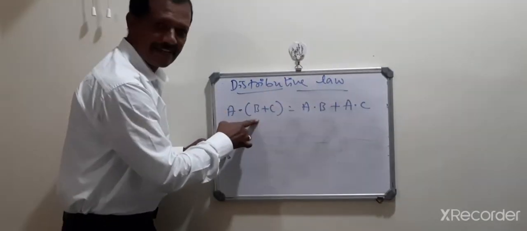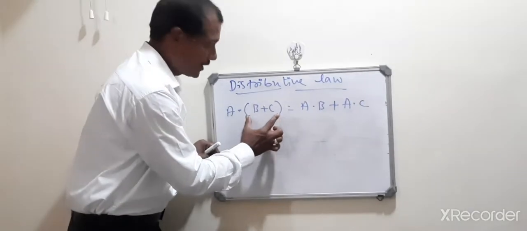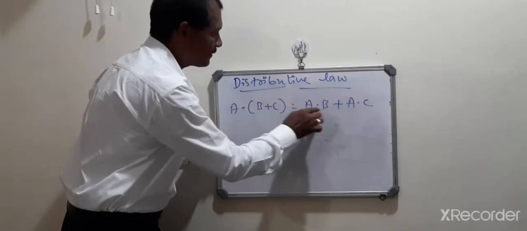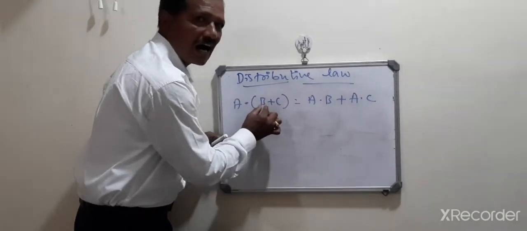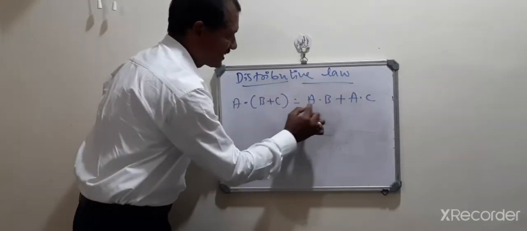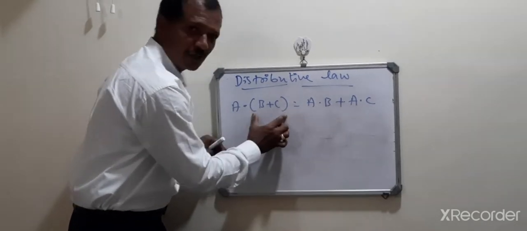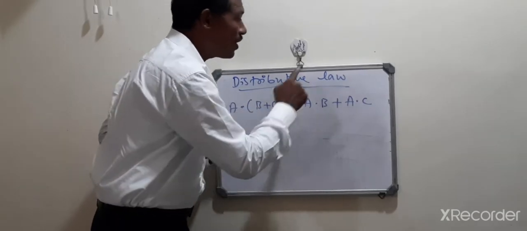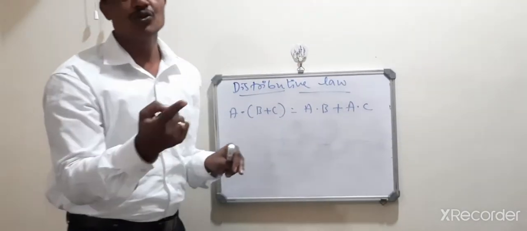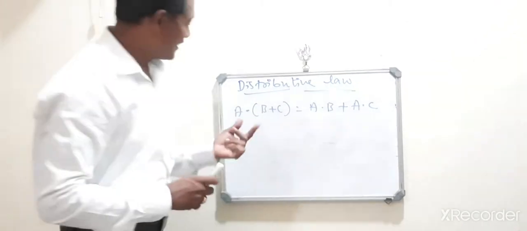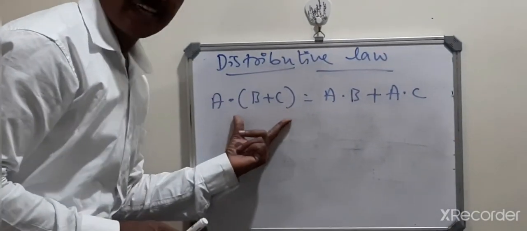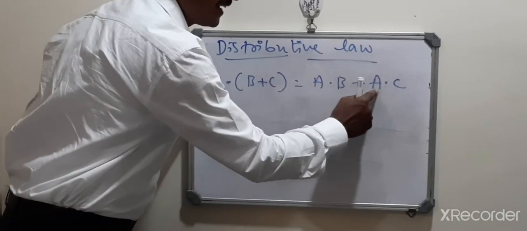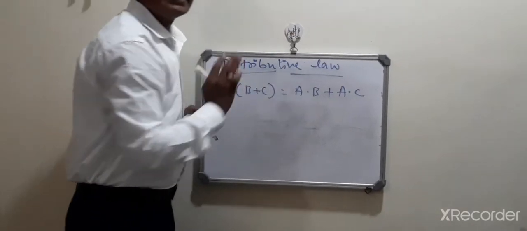So I am going to explain with an example. B plus C is ORed, and this is ANDed with A. This is equal to A and B. B is in the ORing group, so it is ANDed with A: A and B. C is in the ORing group: A and C. That means this single variable is ANDed with all the ORing variables. Both are the same. That is, A and (B plus C) is equal to A and B plus A and C. So that is the distributive law.